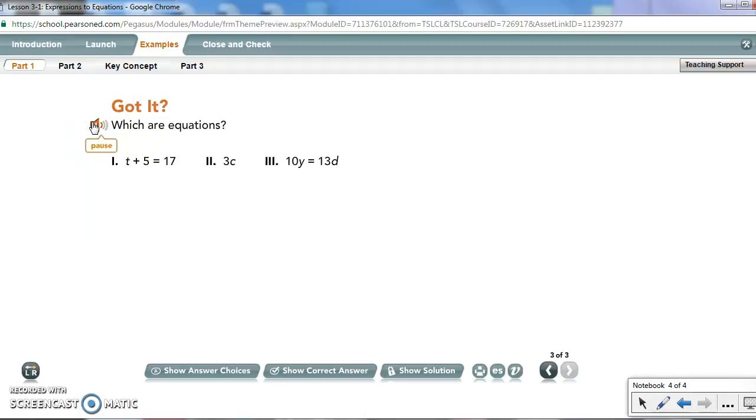Which are equations? So go ahead and circle the ones that are equations. Which ones have equal signs in them? Okay, and then we're going to go on to part 2.